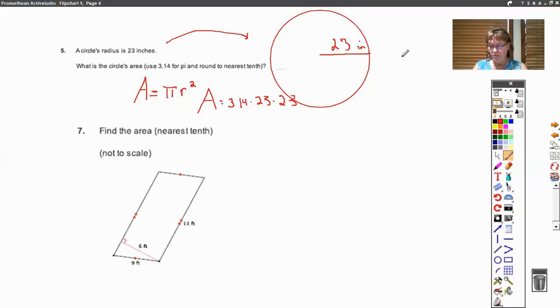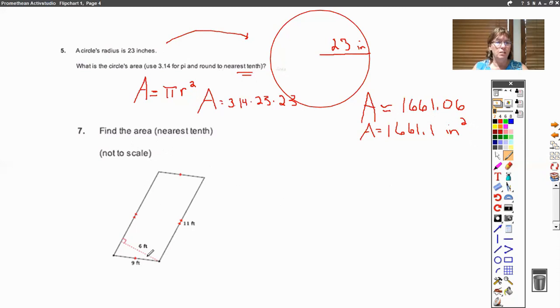So it's 23 times 23 times 3.14, and the area is approximately, because we use the approximation for pi, 1661.06. And then they want you to round it to the nearest tenth. So it becomes 1661.1. And then it was inches, and we multiplied inches times inches, so our answer is inches squared. Okay. Let's try the next one.